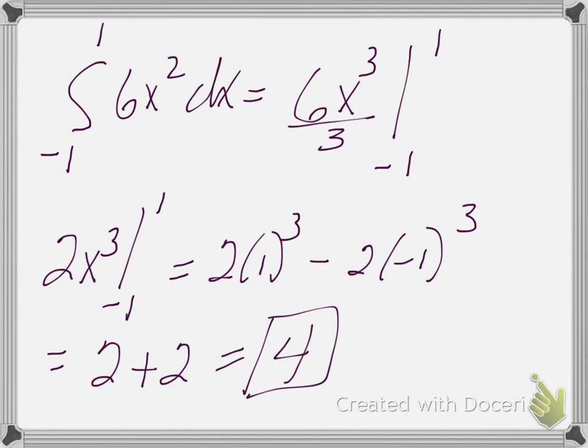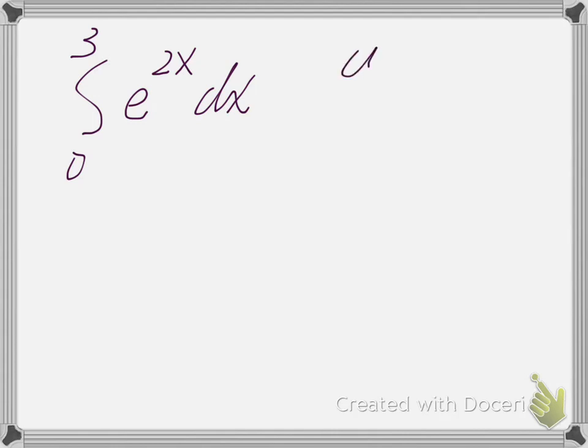Okay, this can also be used if you have an exponential. So let's say we have this. Either you could just use common sense and figure out the antiderivative to get e to the 2x, or we could practice our u substitution. Let's say that u equals 2x, therefore du equals 2 dx.